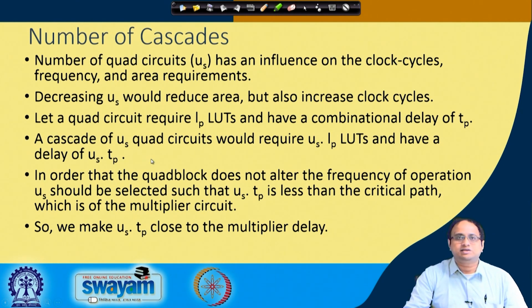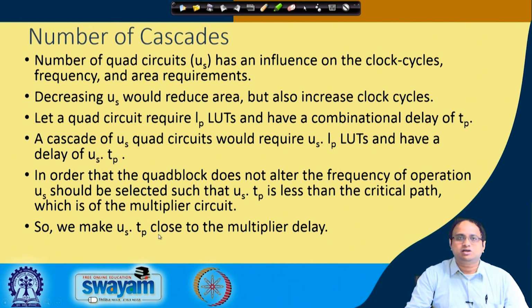As I said, since your multiplier is a very crucial block, you do not want to make the delay worse than that of the multiplier. So, you will ideally like to keep US into TP less than the multiplier critical path. At the same time, you do not want to make US very small, because then the number of clock cycles will increase. So, the optimal design strategy would be to keep US into TP close to your multiplier delay, slightly less, but not more.